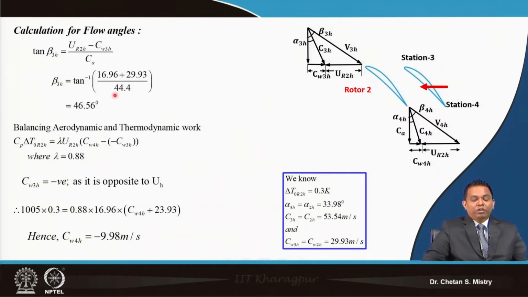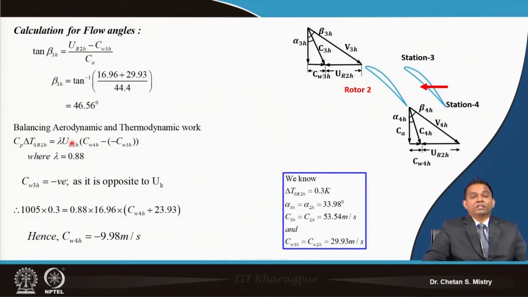So now based on this, we can start doing calculation for our beta 3, and as we have seen, my CW2 at the hub is equal to my CW3 at the hub, and that's what we are putting here. That says my beta 3 at the hub is coming 46.56 degree. And now once this is known to us, we can do our calculation for the whirl component.